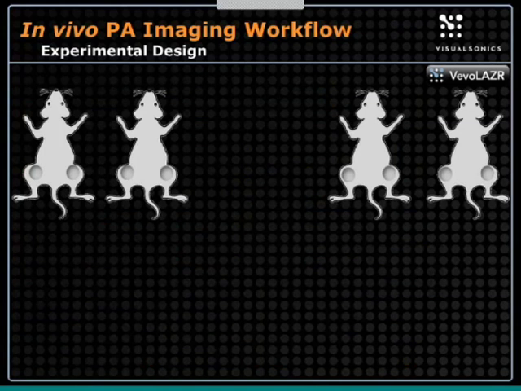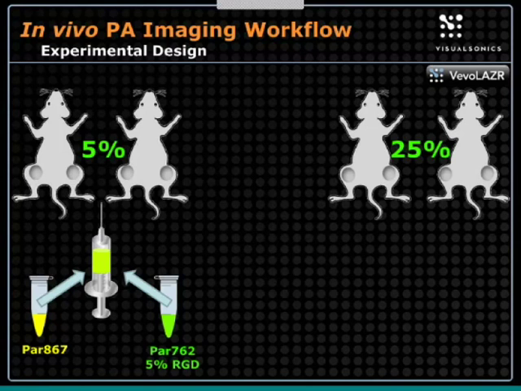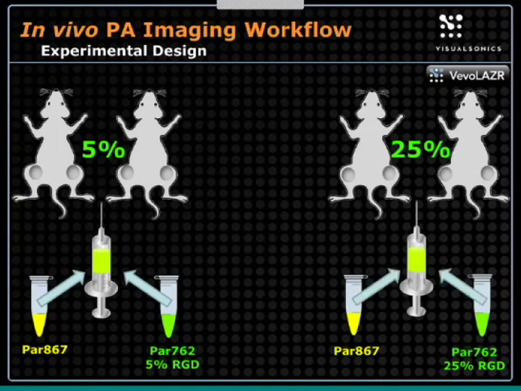And then we separated these animals into two groups, one 5% group, one 25% group. So the 5% group gets PAR 867 and PAR 762, so essentially 5% RGD targeted. We essentially just combine these in the same syringe and inject the combination of those two contrast agents at the same time into each animal. And then, of course, for the 25% group, we have the negative control, PAR 867, and then the 25% RGD targeted PAR 762s.